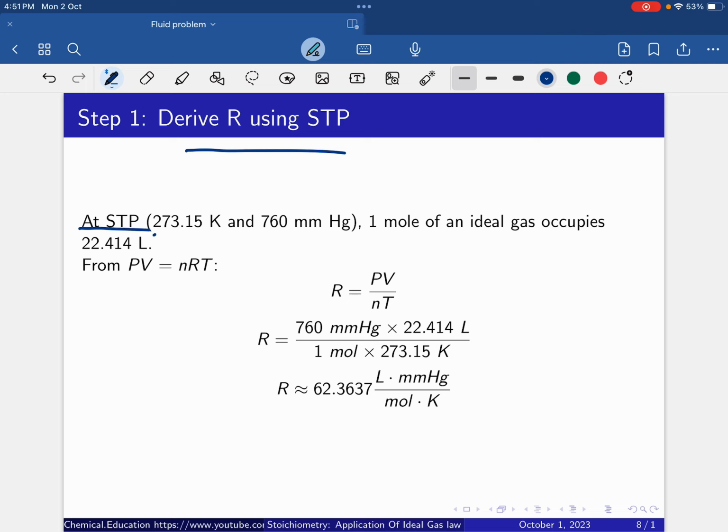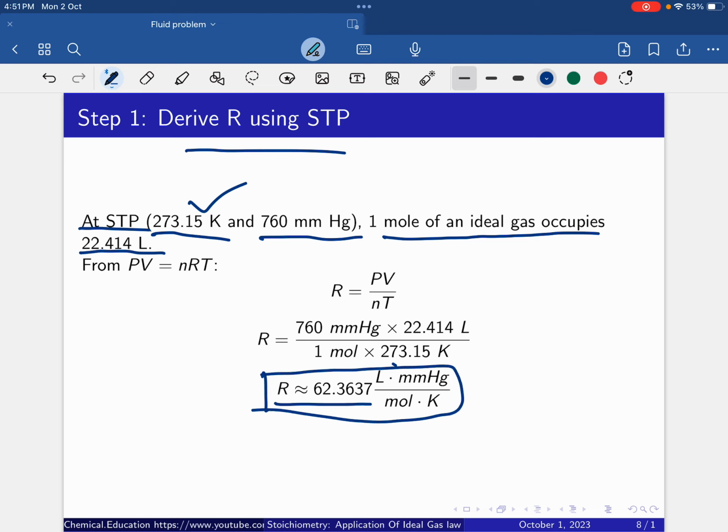At STP, meaning 273.15 Kelvin and 760 mmHg, 1 mole of an ideal gas occupies 22.414 liter. And from here we can use PV is equal to nRT and find out R. So R is equal to PV by nT. P is 760 mmHg, V is 22.414 L, n is 1 mole, and T is 273.15 Kelvin. So we get the R value in liter mmHg per mole Kelvin. Just remember at STP 1 mole of ideal gas occupies 22.414 liter, and from that we can easily calculate the R value.